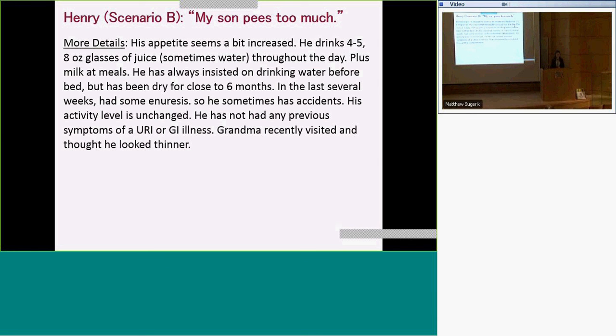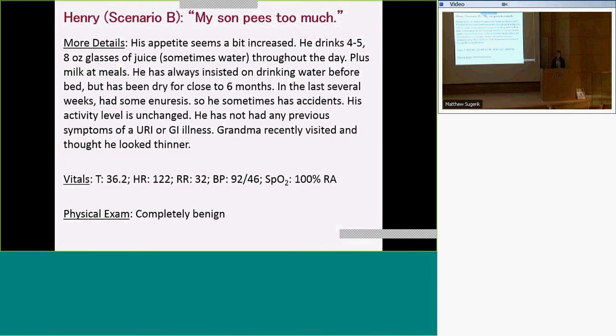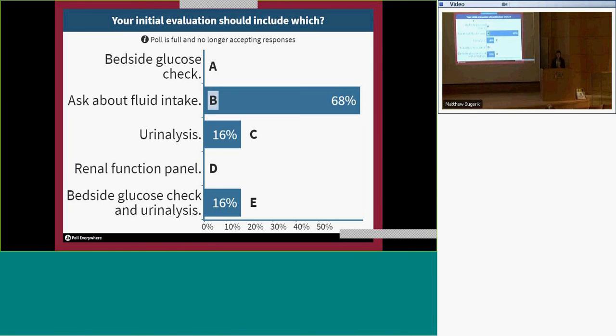All right, kind of similar. He's drinking the same thing, except now he had been dry for 6 months. Now he's having some accidents. And Grandma showed up and said, when did Henry get so thin? It's always a relative, because the child in front of the parent changes so subtly, they rarely see it until it's either super dramatic or all the other symptoms have caught up with them. Those are the same vital signs. Same physical exam, now there's his growth chart. Yeah. Now Henry has diabetes. So now what would you do?